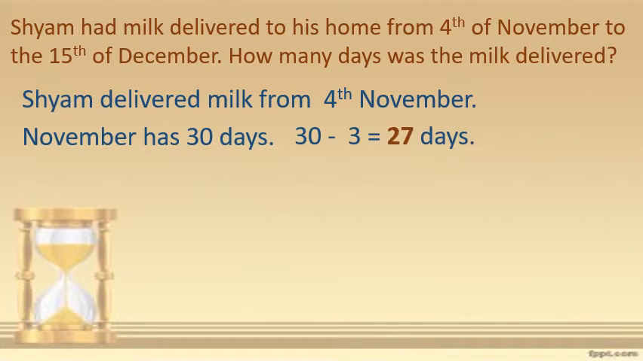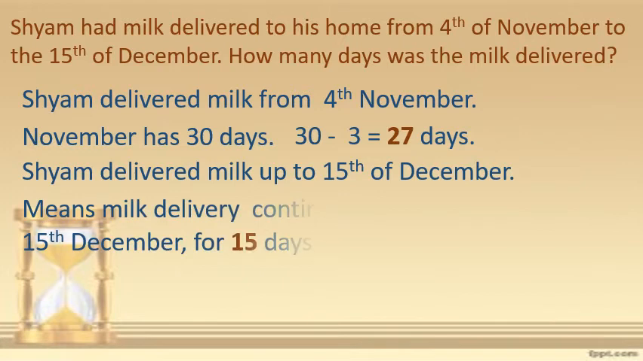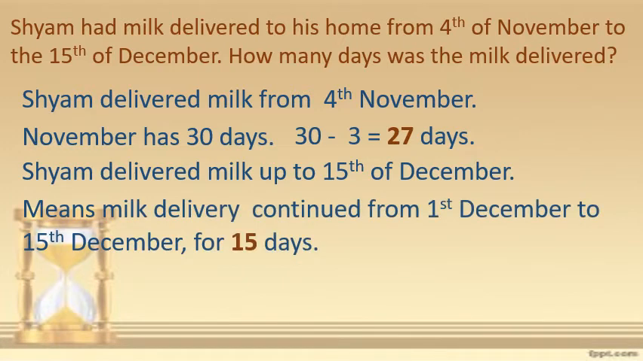Why we subtracted 3 days, not 4? Because on the 4th day he started to deliver the milk, isn't it? So we will minus only 3 days from the November. Now next is Sham delivered milk up to 15th of December. Means milk delivery continued from 1st December to 15th December for 15 days, isn't it? On 15th also he did the delivery of the milk.